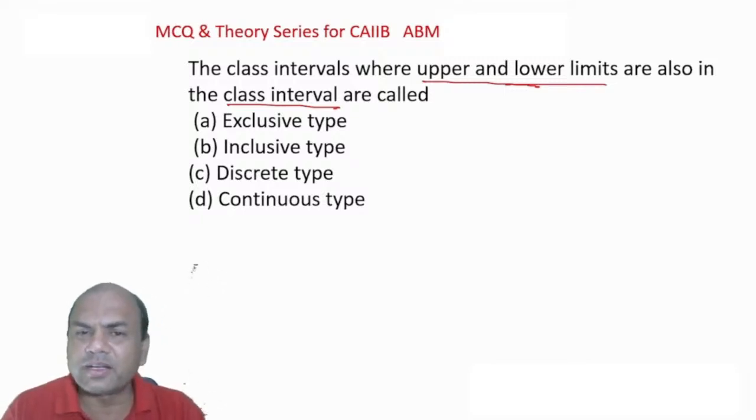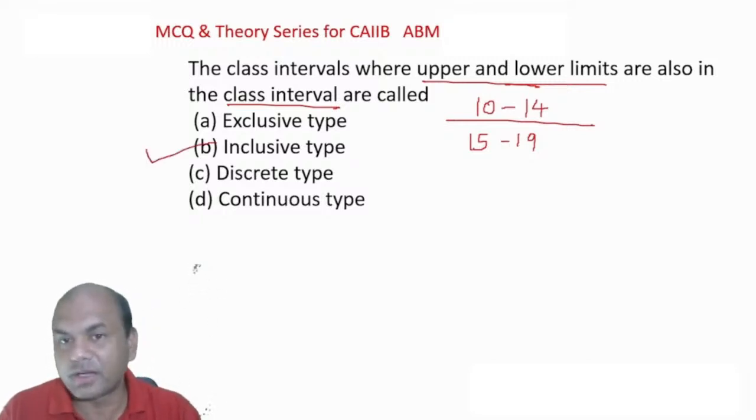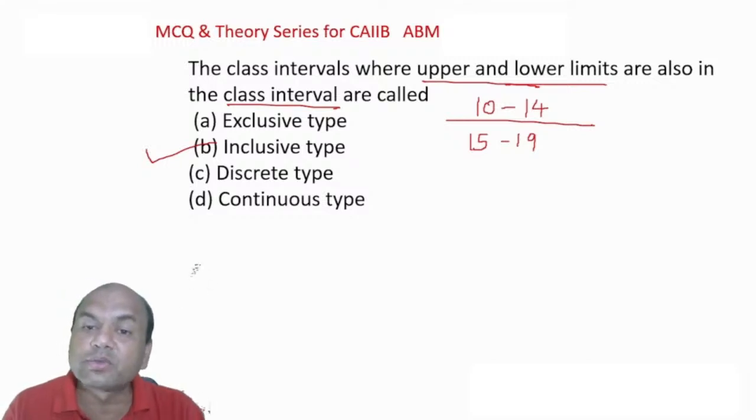Just now I told you, right, 10 to 14, 15 to 19. So upper and lower, I told you, if I get 14, it will be in this class, right? So this is known as inclusive. And then we have to convert this to exclusive. I've shown you earlier, so we won't be repeating it now.